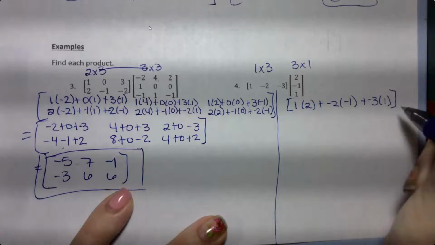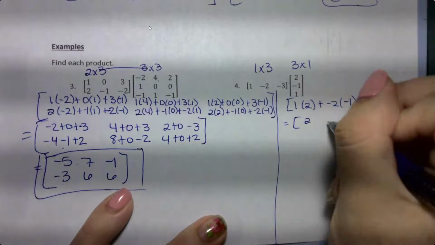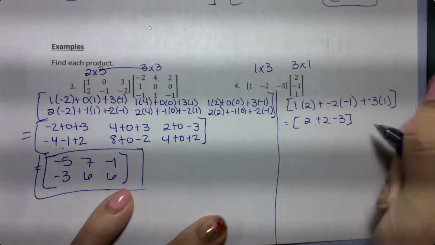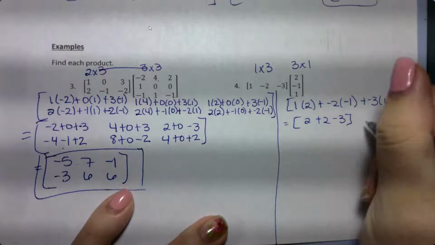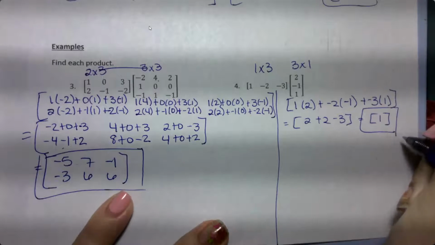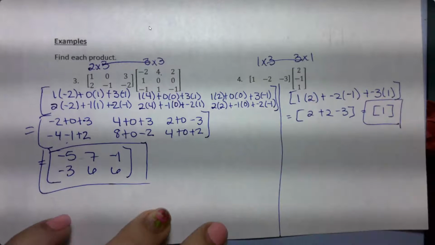So I want to draw my bracket. Then I just want to go ahead and multiply. So I have 2 plus 2 minus 3. If I simplify that, it just gives me 1. So my final matrix is just a single number here, which makes sense because, again, middle terms cancel out.